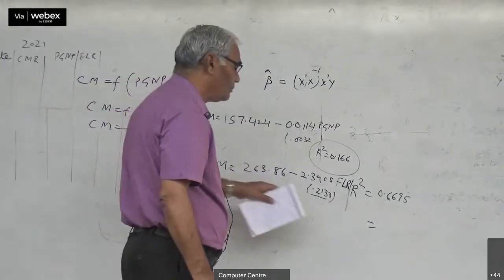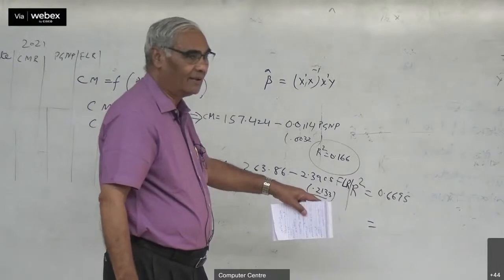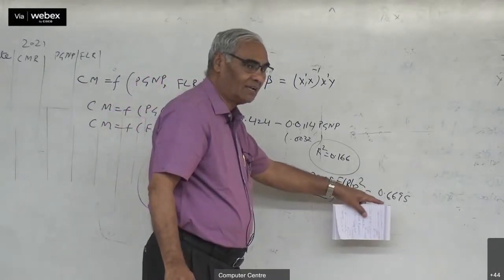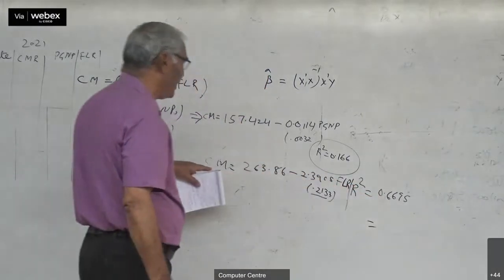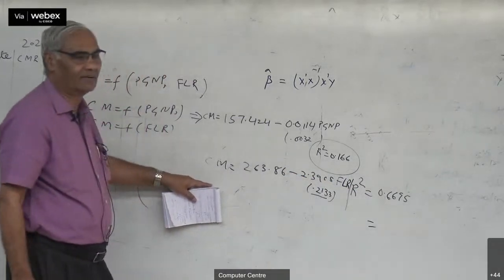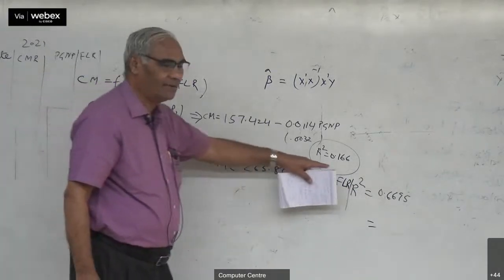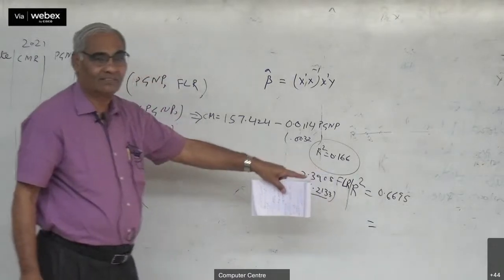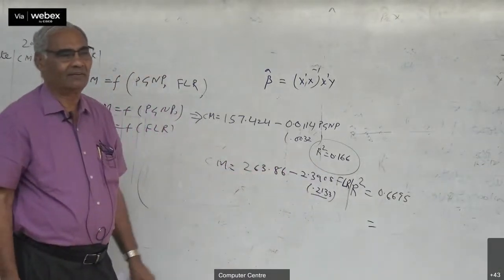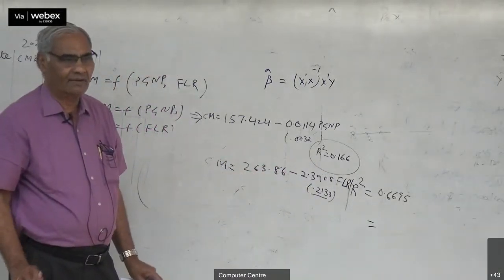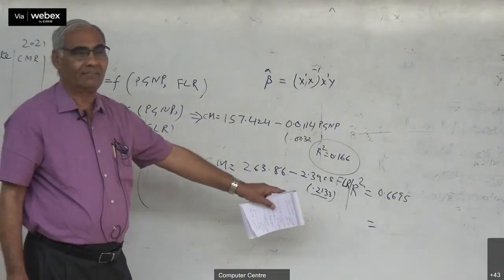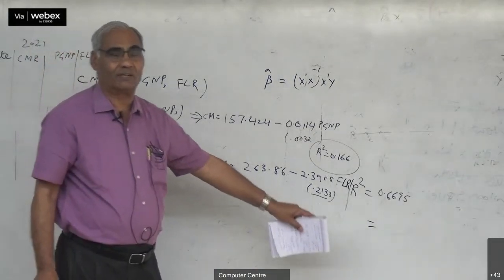And this means female literacy rate explains around 66.95% of the variation in child mortality, while per capita income is able to explain only 16%. Clear? Which is more important? Literacy rate is more important in order to control it.